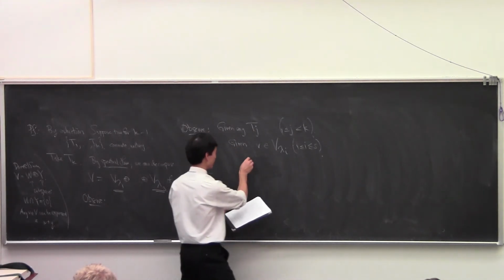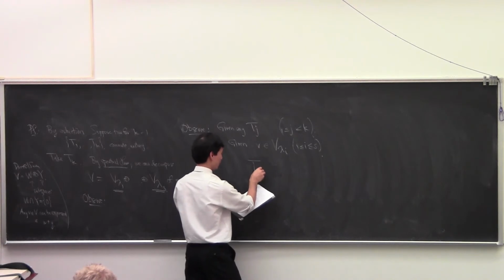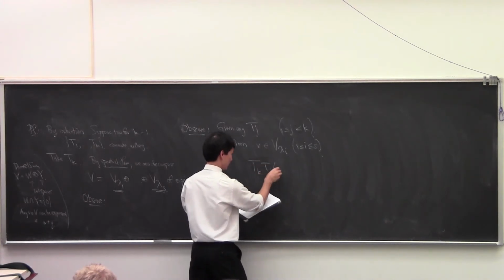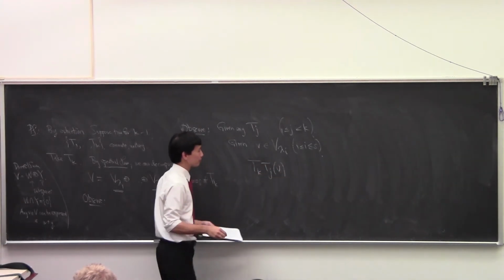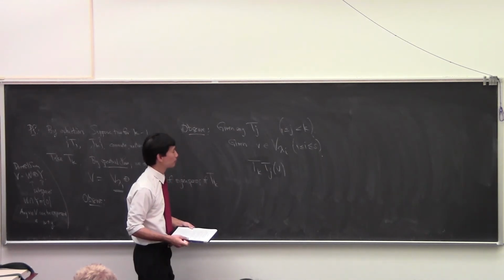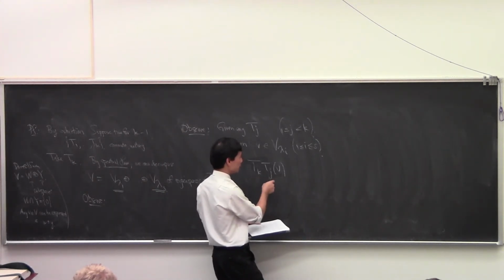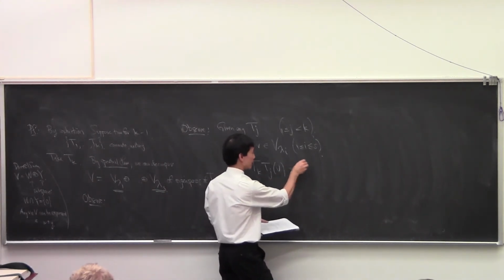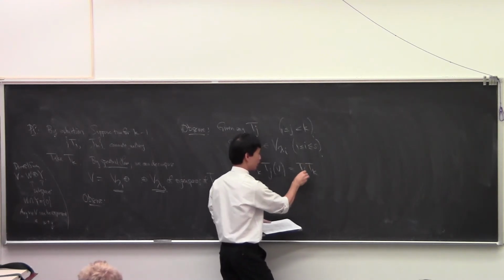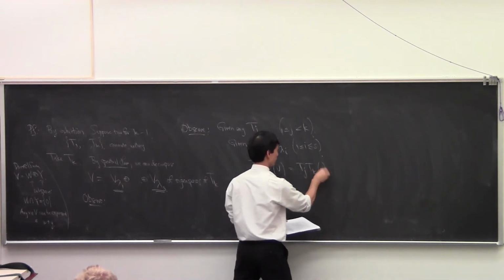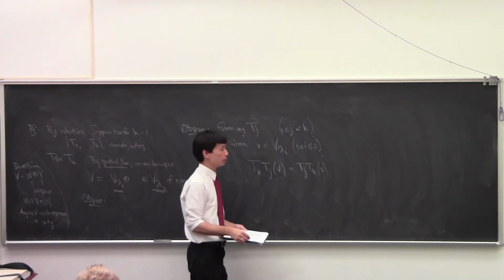first, but I'm going to write it and figure out what's going on. Sorry. If we look at Tk Tj of v, no, it's right. Sorry. Okay. You look at this thing. Well, you know that these guys commute. You know that these guys commute, right?